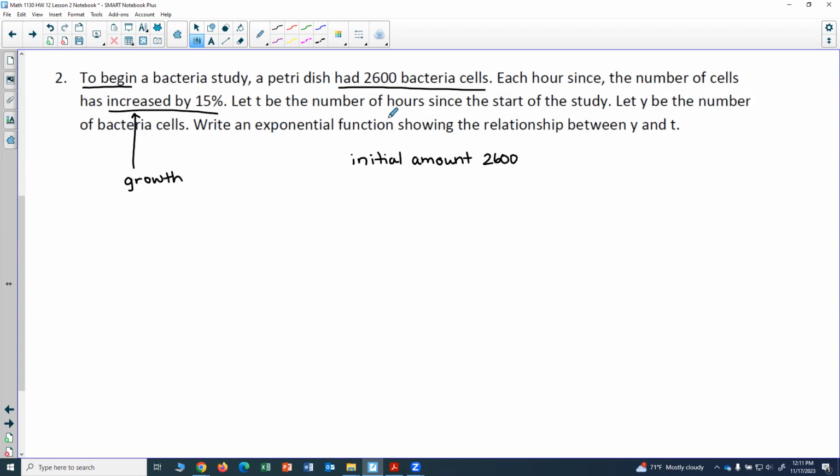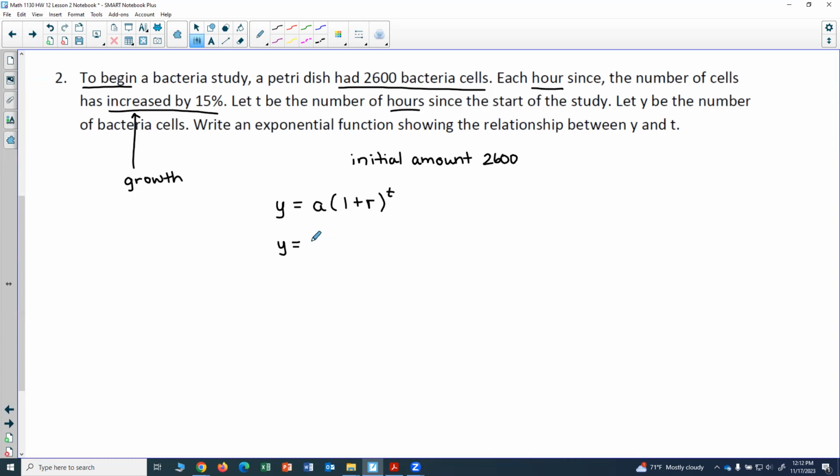Let T be the number of hours since the start of the study. Make sure my units match up. I have hours here, so that's good. Let Y be the number of bacteria cells. Write an exponential function showing the relationship between Y and T. So I have exponential growth, so I'll have Y equals A times 1 plus R to the T power. And I just have to plug in my numbers.